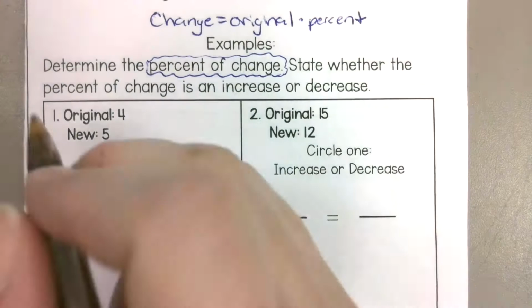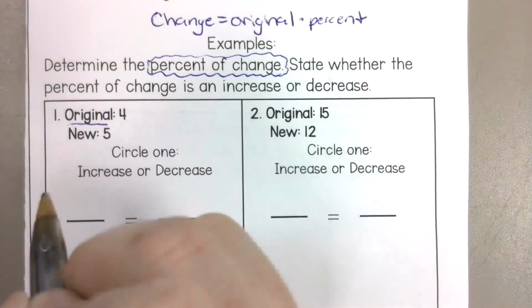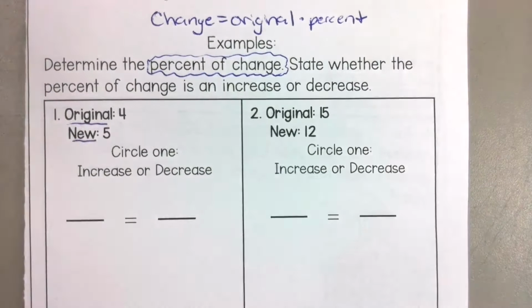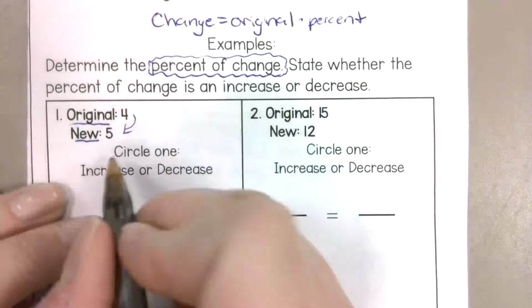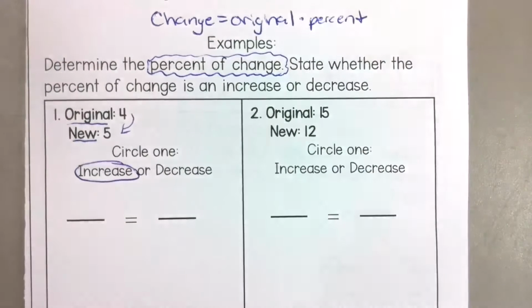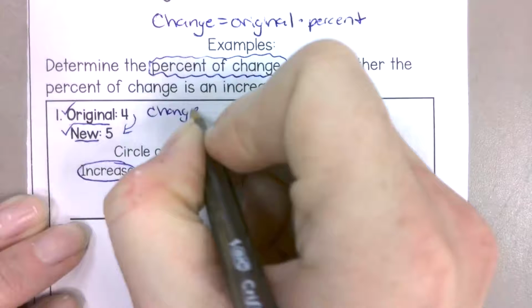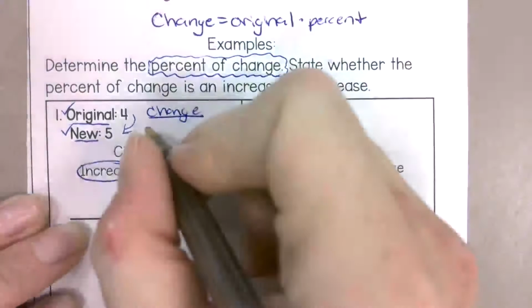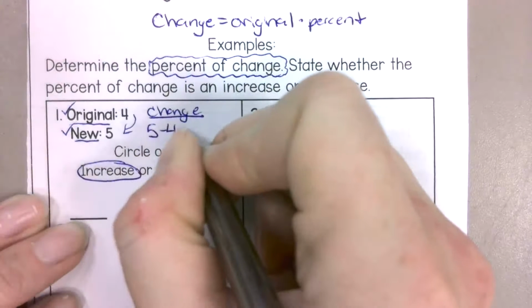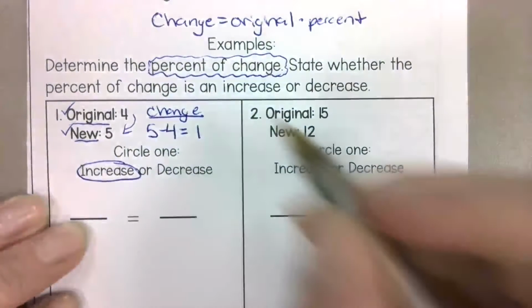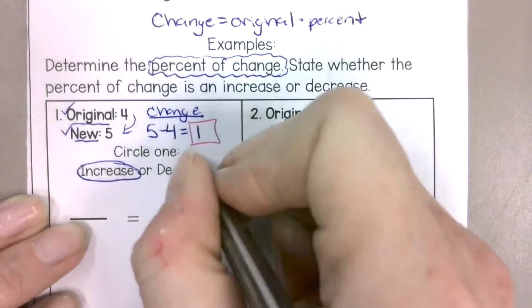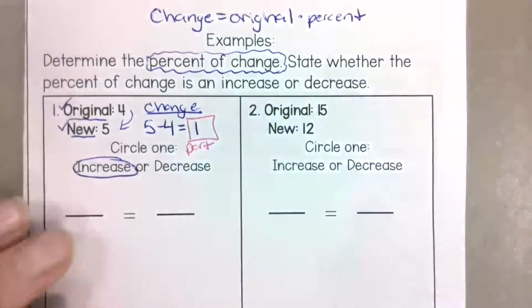So for number 1, it says our original is 4, our new is 5. Is that an increase or a decrease? Hopefully you know going from 4 to 5 is indeed an increase. So we know our original, we know our new, we need to know our change. So we need to do 5 minus 4, which is 1. Now this number is our change, which becomes our part.